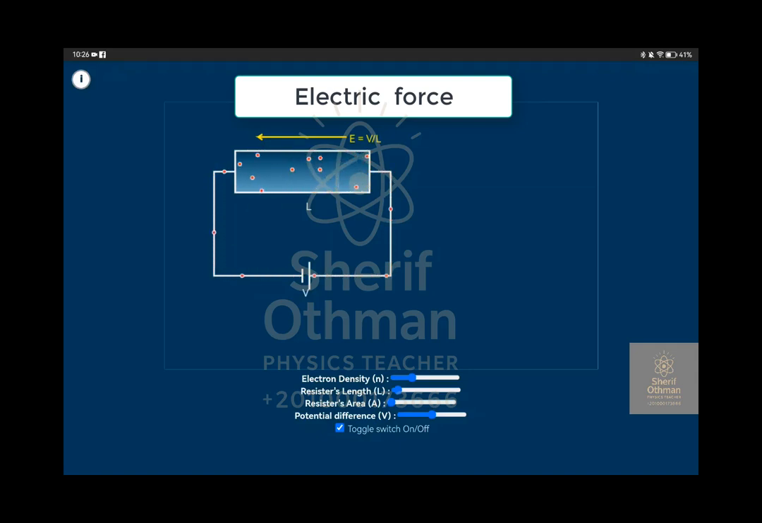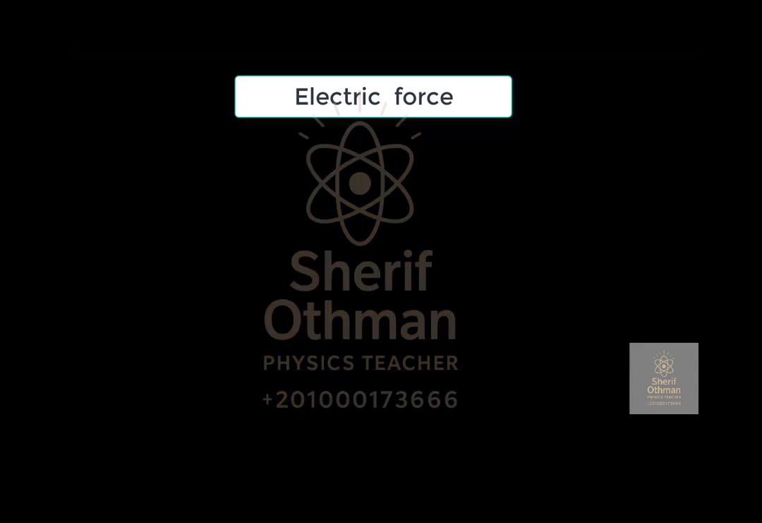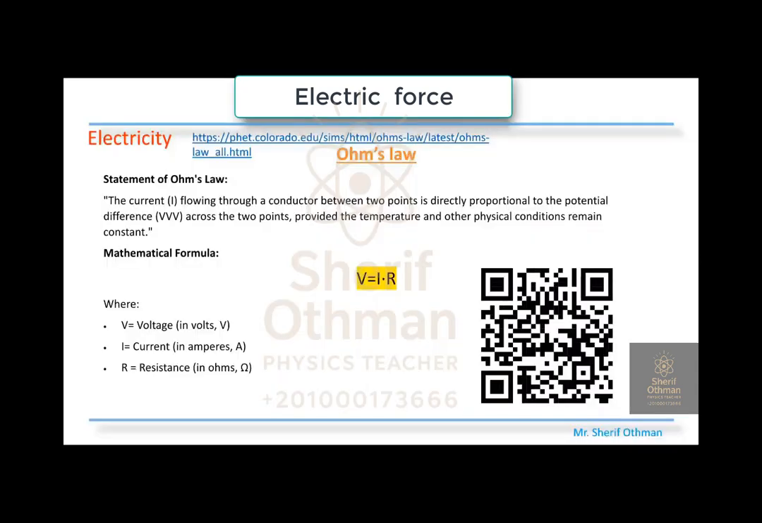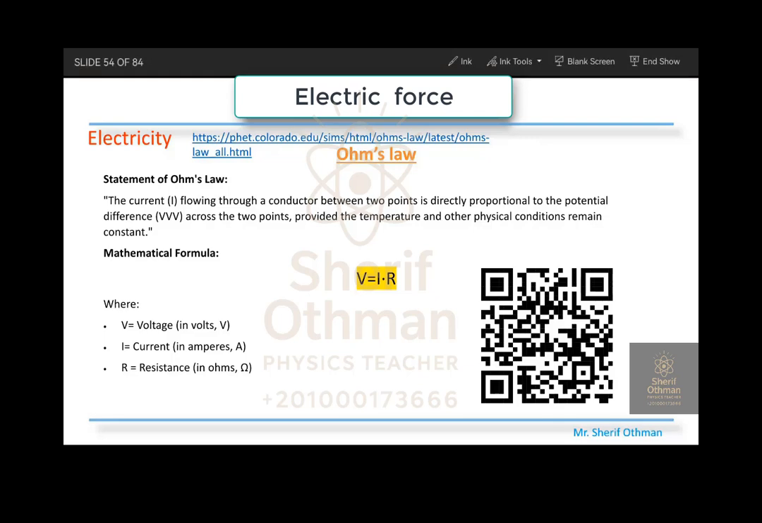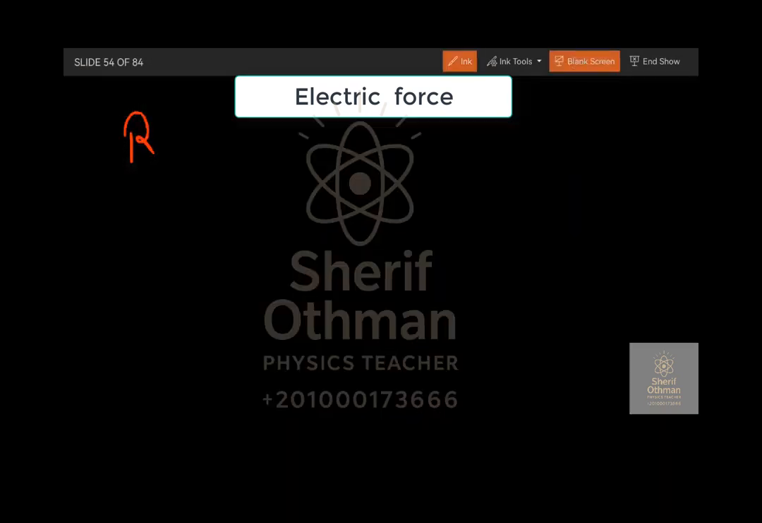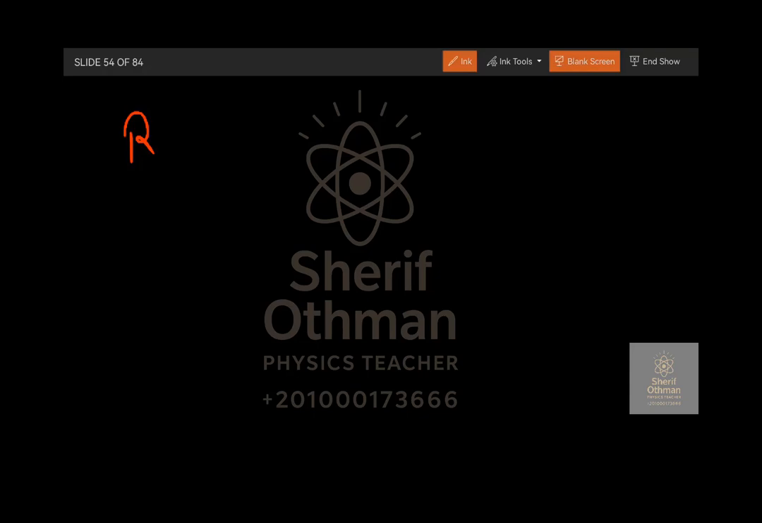The potential difference is the work done to transfer the electrons from one point to another point according to the difference in concentration. So if you increase the potential difference, that means you increase the work done, which makes the electron flow faster. So guys, we have three terms: resistance, potential difference, and current intensity.